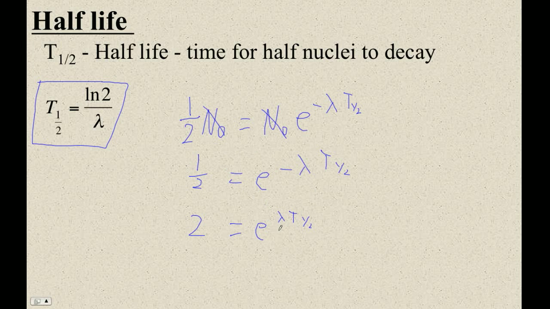Okay, and now I can take the natural log of both sides, ln 2 equals lambda t 1/2. And then finally we can just recast it this way: divide both sides by lambda. Okay, so that's where it comes from.